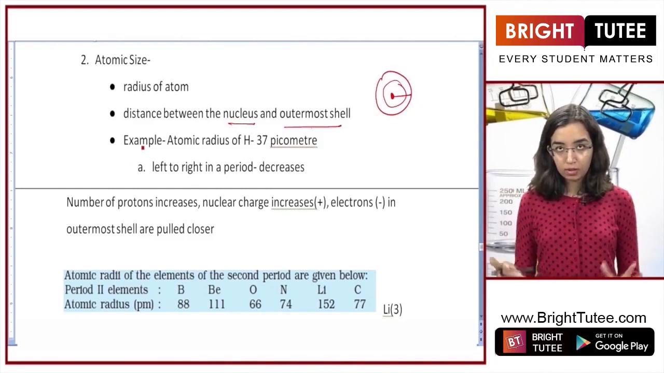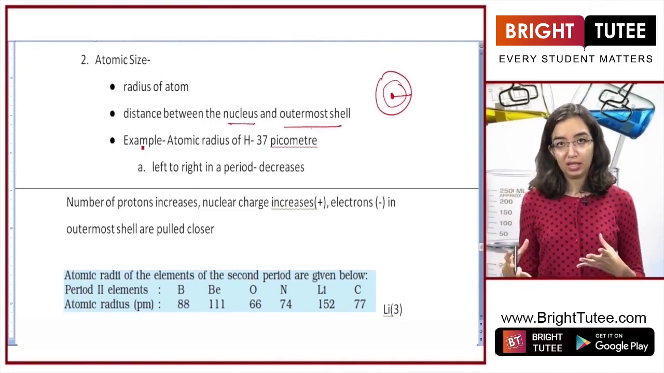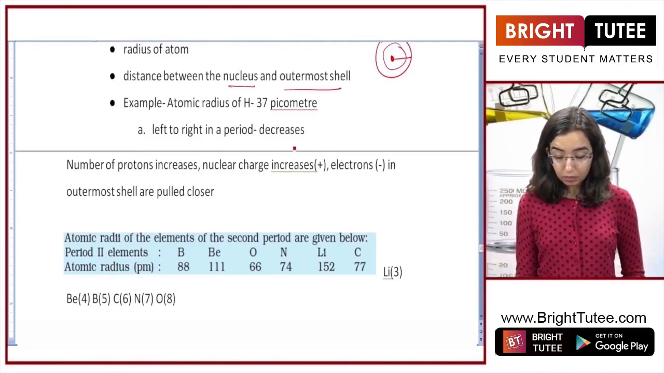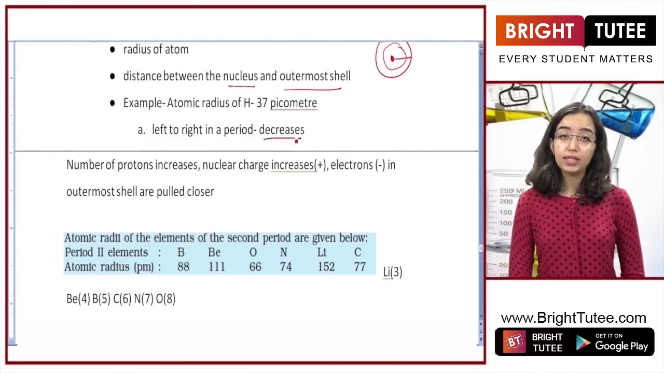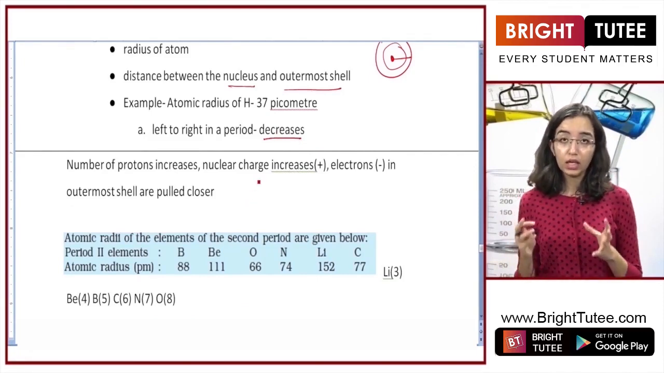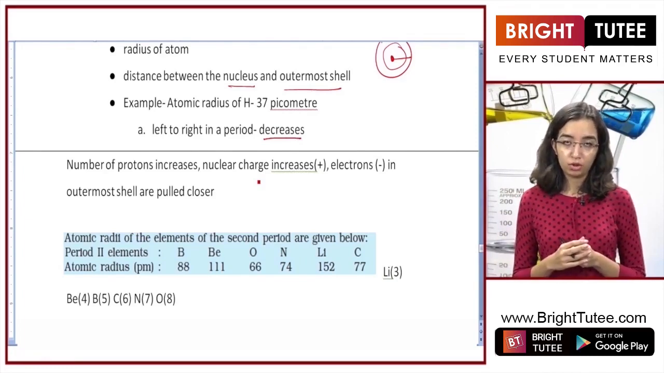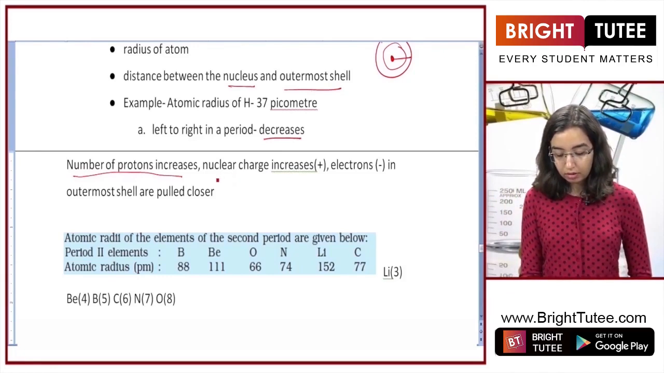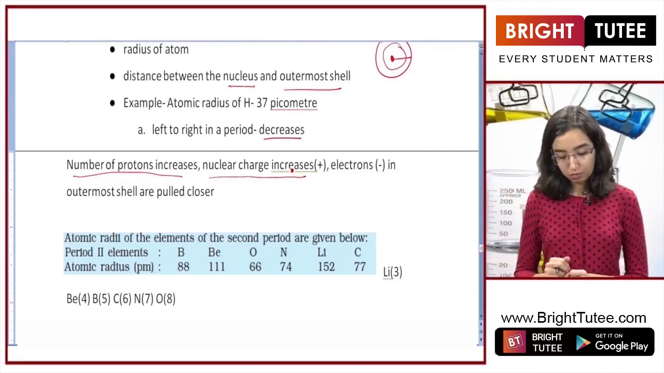So you understand what atomic size is? It is the distance between the nucleus and the outermost shell. It tells basically how big an atom is. Now, what is the trend when we move from left to right in the period? When we move from left to right, the atomic size decreases. Now, why does the atomic size decrease? It is simply because the number of protons in the nucleus increases, and they exert a greater pull on the electrons in the outermost shell, and that is why the atom shrinks. So as the number of protons increases, there is an increase in the nuclear charge, because of which the electrons get pulled closer and the atom shrinks.